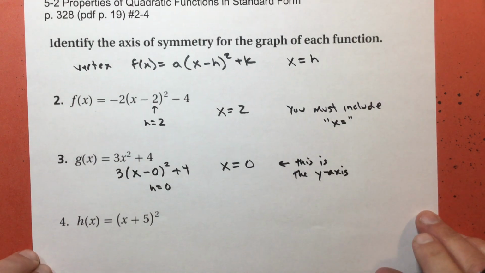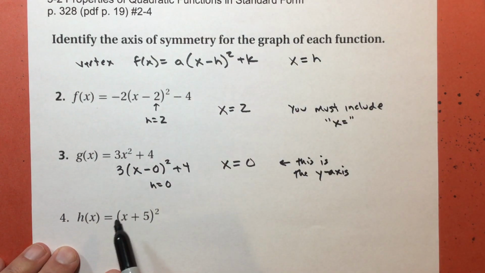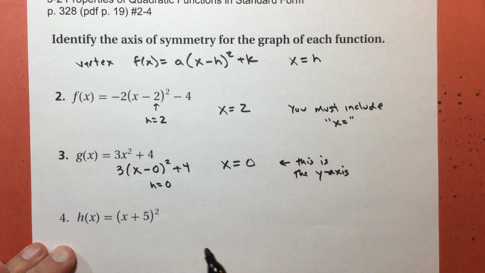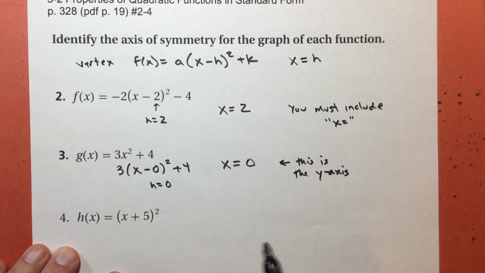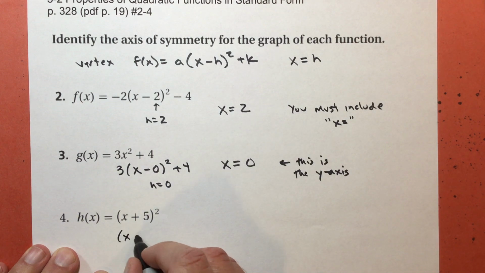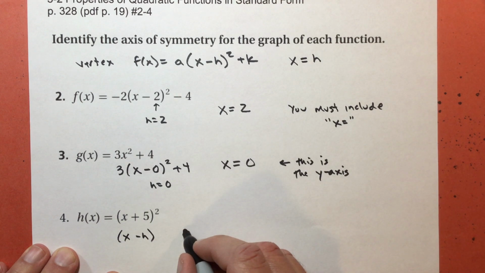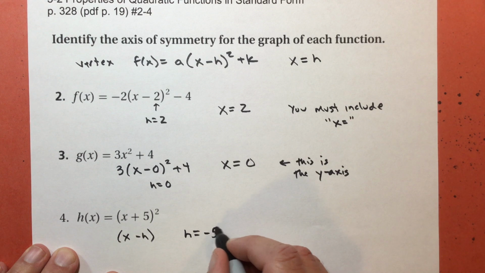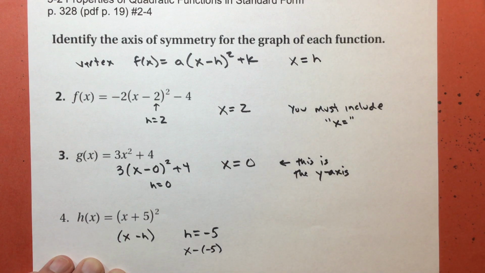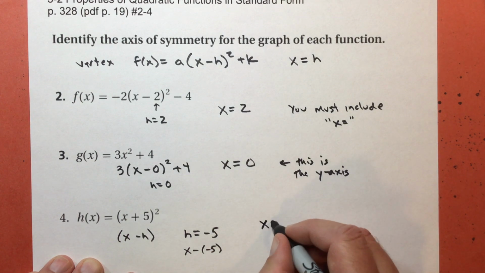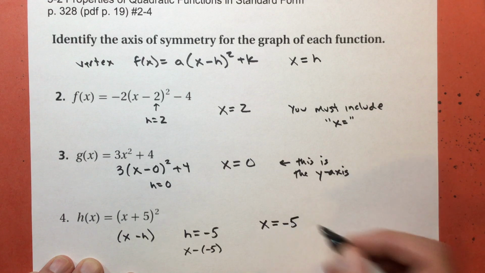And finally, for this one, I don't have an a. Well, excuse me, I do. I don't see it. It's a equals 1. My k equals 0. Neither of those matter. This is x subtract h, which tells me that my h is negative 5, because subtracting negative 5 looks like x plus 5. And my axis of symmetry is x equals negative 5.